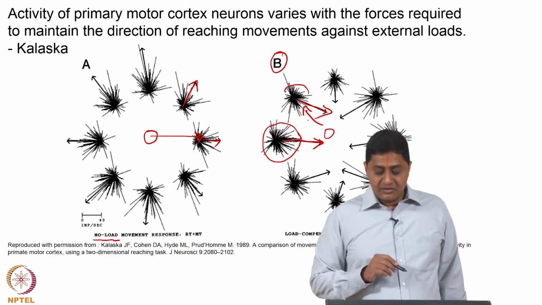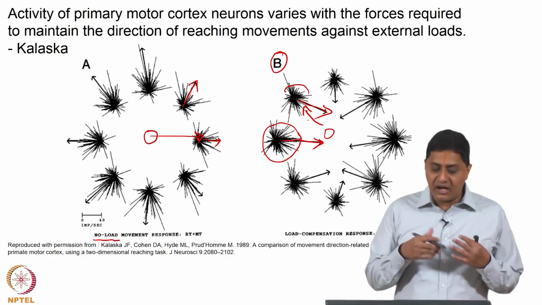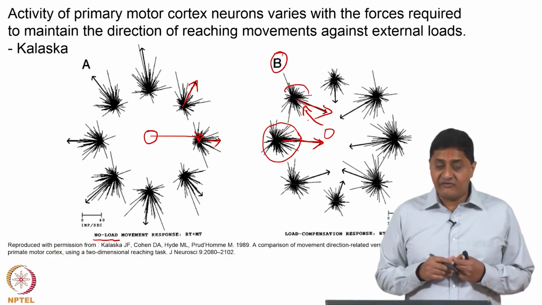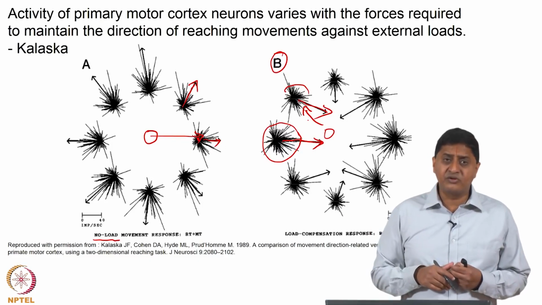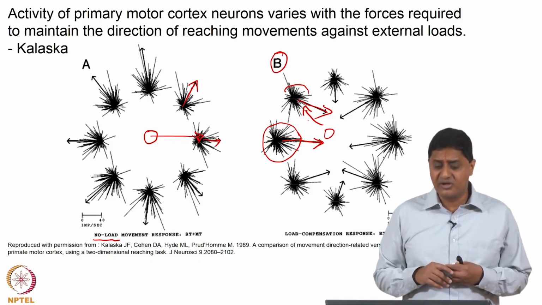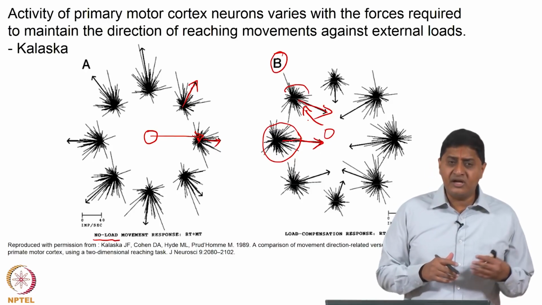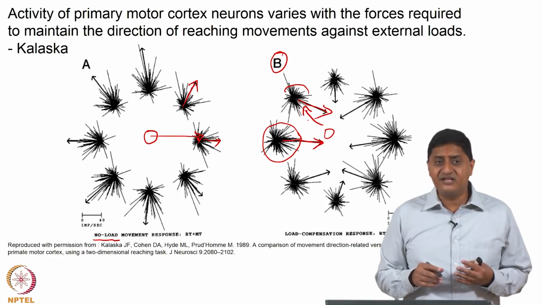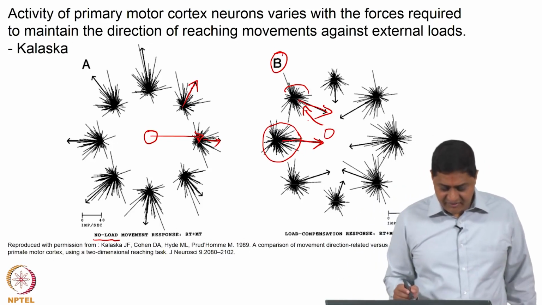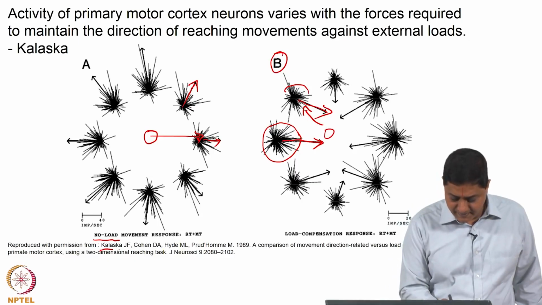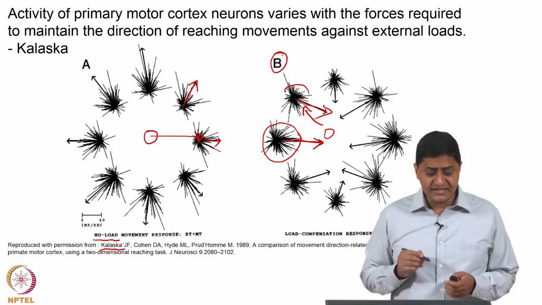So, once again this shows that depending on the external load, if I have to reach to a particular target or maintain the direction of a movement, then depending on the direction of the load the activity will change, and it does change. Okay. So, this is again data from Kalaska. Once again we are thankful to our colleagues for this.